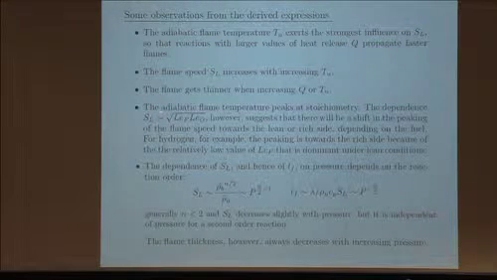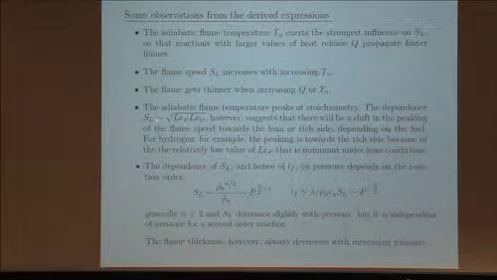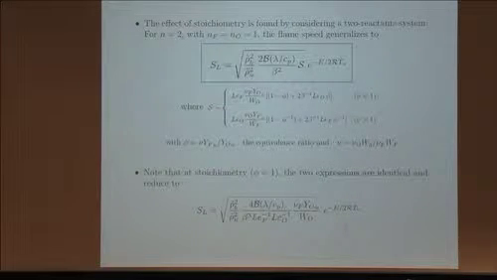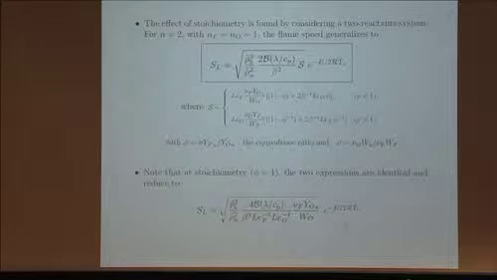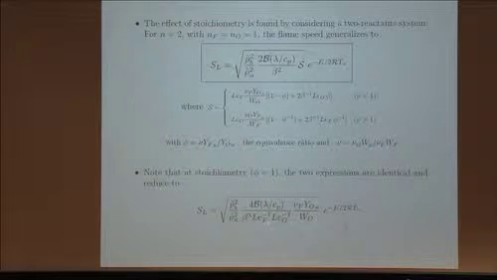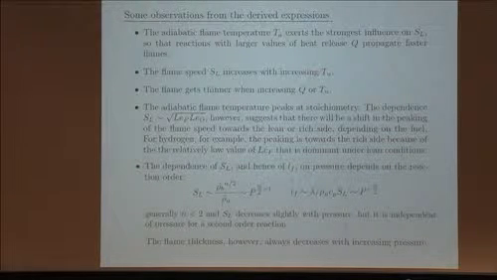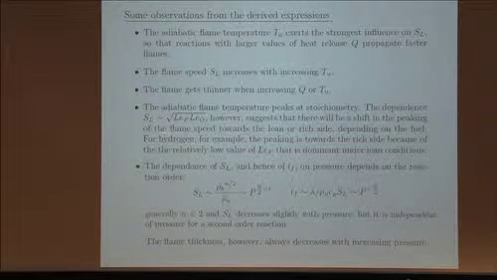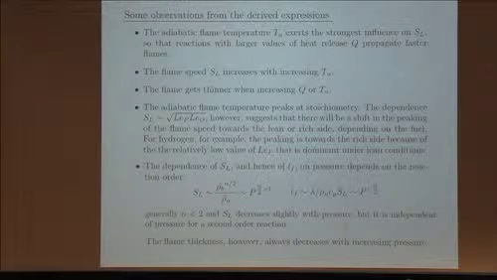The adiabatic flame temperature, that's the next item, peaks at stoichiometry. The dependence, however, from the expression that we saw before, you can see it here, is in fact proportional, because those are written in the denominator as reciprocal, so SL is proportional to the square root of LF LO, okay? So that suggests that there will be a shift in the peaking of the flame speed towards the lean or rich side, depending on the Lewis number, right?